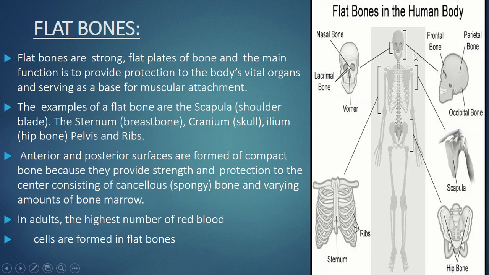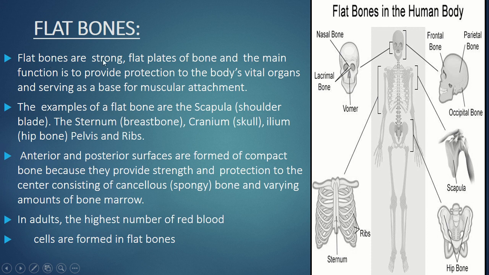Here you can see the flat bones. In the head you can see the frontal bone, the parietal bone, the occipital bones, and the scapula, the shoulder. At the back of the shoulder you can see the scapula, which is a type of flat bone. In the hip you can see a flat bone. The sternum and the ribs are flat bones. And the lacrimal bone in the eyes, the nasal bone, the vomer, they are flat bones.